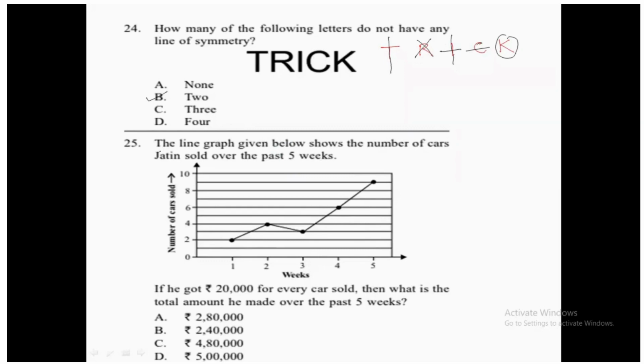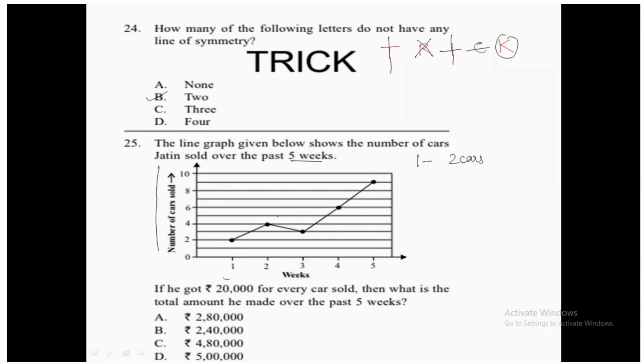Now the 25th question is asking that the line graph given below shows the number of cars Jatin sold over the past 5 weeks. If he got 20,000 for every car he sold, then what is the total amount he made over the past 5 weeks? The number of cars sold is given by this axis and the number of weeks is given over here. In the first week he sold 2 cars.